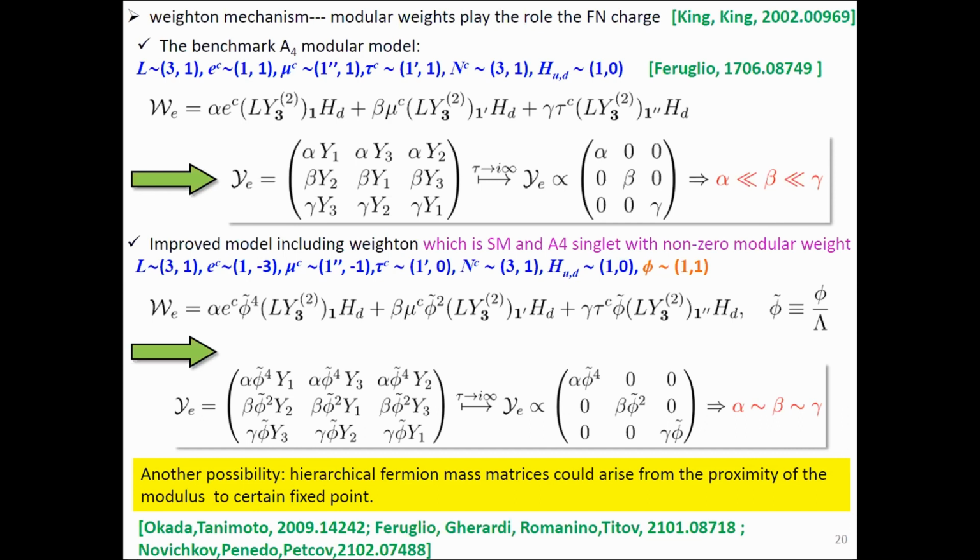Another possibility is that the hierarchical fermion masses could come from the modulus being very close to a certain fixed point. We only consider the modular symmetry fixed points: tau equal to omega or minus omega squared, tau equal to i, or tau equal to i infinity. Around this fixed point, there is some residual symmetry, a Z_N abelian residual symmetry, and a small deviation. So the fermion mass matrix would be parameterized by powers of the small deviation from the fixed point. But in this approach, it seems that more free parameters are involved.